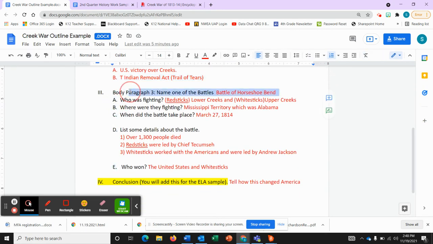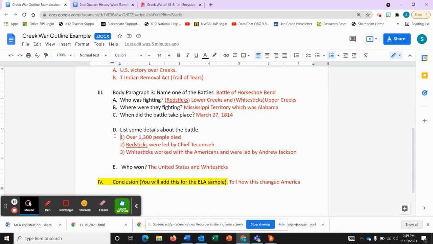Your next paragraph is going to be when you choose your battle, and you have several different ones you can choose. I chose the Battle of Horseshoe Bend, and the first part says who was fighting, and I put the Red Sticks and the White Sticks. Where were they fighting? I put the Mississippi Territory, but I did add that was actually Alabama back then, but it was called the Mississippi Territory. And when did the battle take place? It was March 27th, 1814. So that would be my paragraph in my essay.